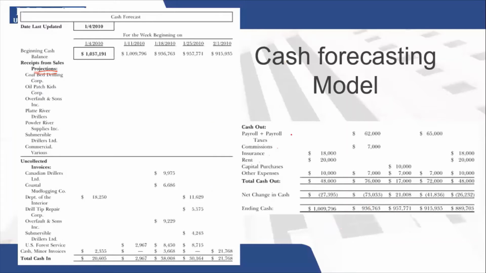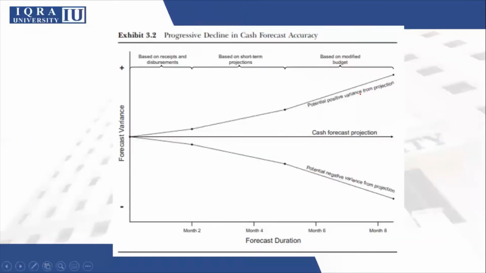Now, with a cash forecasting model, as you go further ahead in the future, you can see that the accuracy of the forecast is going to decline. So over here, you have the forecast duration. Over here, you have the forecast variance. So as the months increase, as you go into the future, you can see that the variance of your cash forecast is going to increase, because it is very difficult for you to predict what is going to happen 8 months from now.